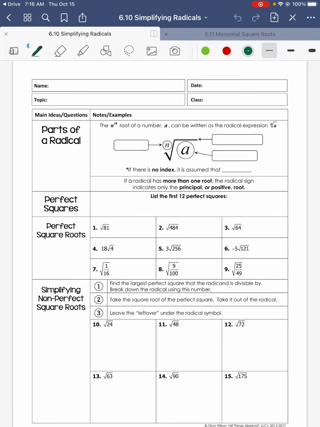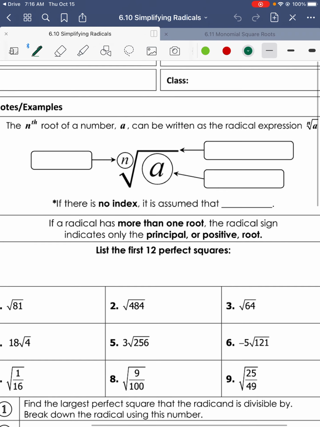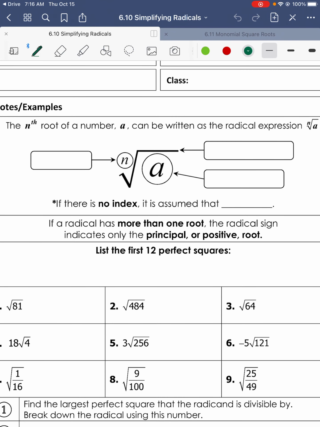Okay, so here I'm going to do a video on the actual notes for sections 6.10 and 6.11. So 6.10 is on just simplifying radicals, which we looked at in the foldable yesterday. So let's look at what the parts of the radical actually are.